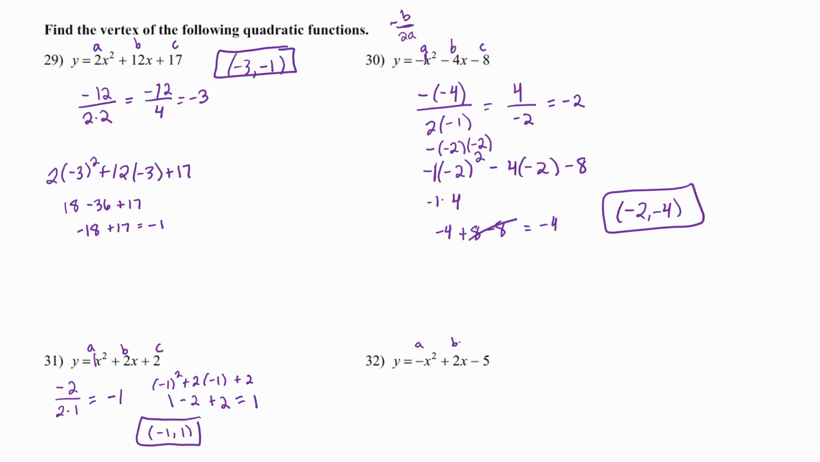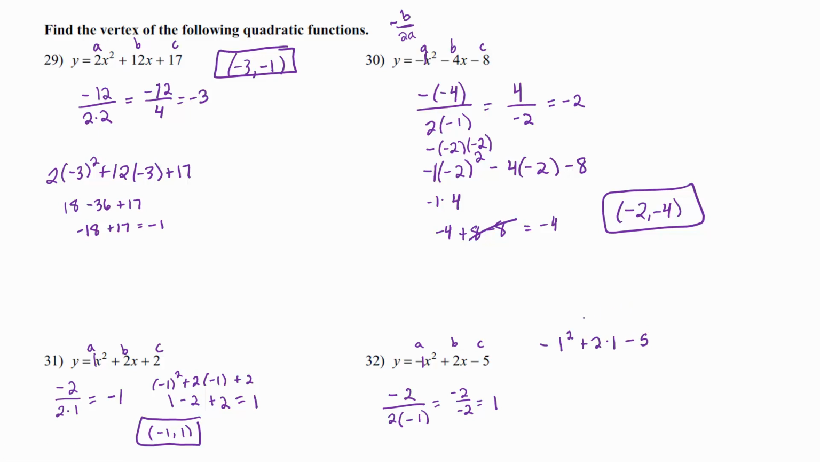And A, B, C. So negative b over 2 times a, which is -1. Oh, this works out really similarly, except we've got -2 over -2, which is +1. So -1 squared plus 2 times 1 minus 5. Now, this is the same kind of thing as 30, where we've got to pay attention here.